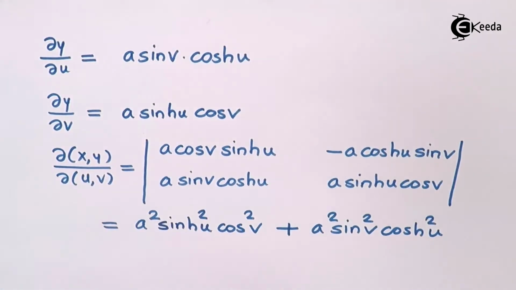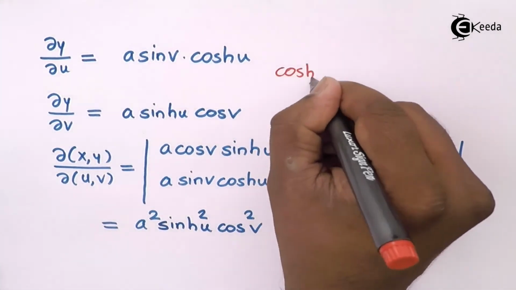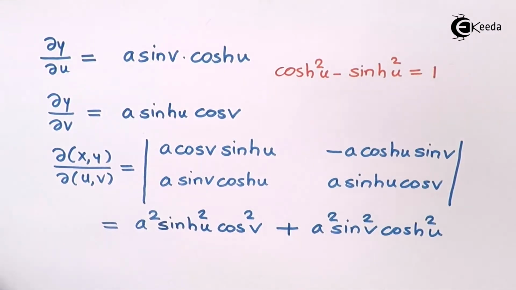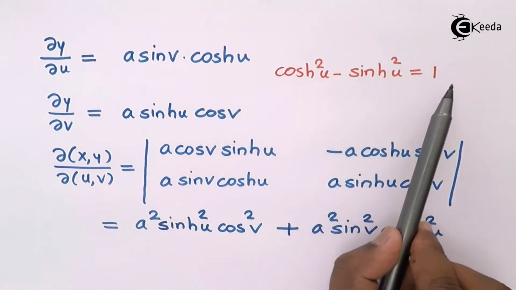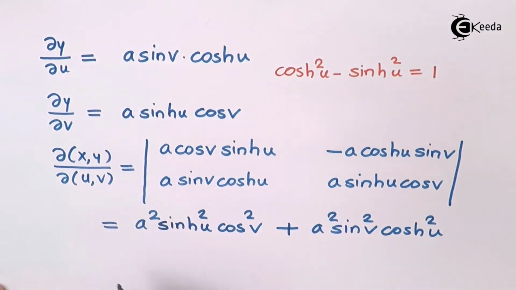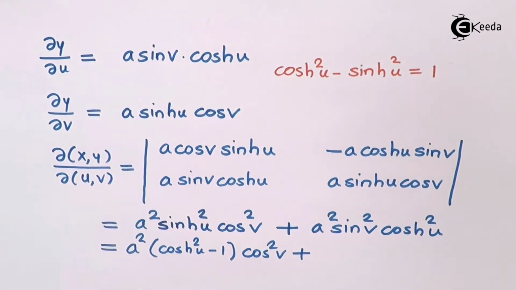But in our solution, we got the sine terms as well. So to get the cos terms, I'll convert all terms into cos, and for that I'll use a few formulae. For hyperbolic sine, we have one formula, I'll show it here. This is the formula for hyperbolic functions. According to this formula, hyperbolic sin square u is hyperbolic cos square u minus 1. Similarly, sin square v is 1 minus cos square v, so we'll get this.